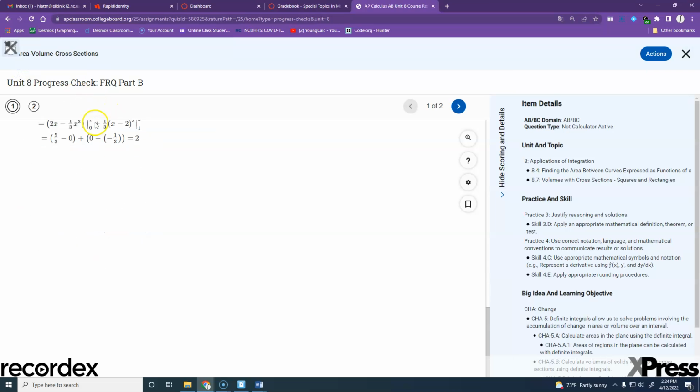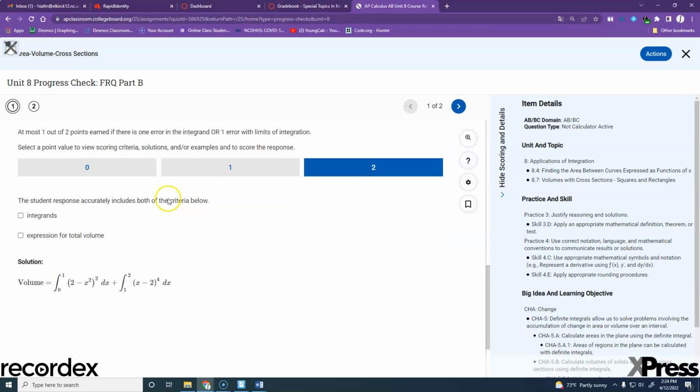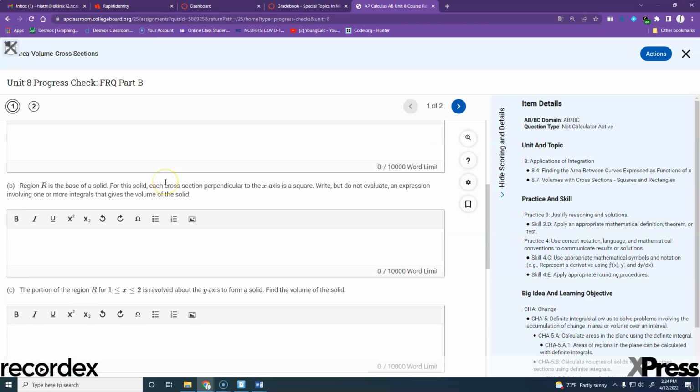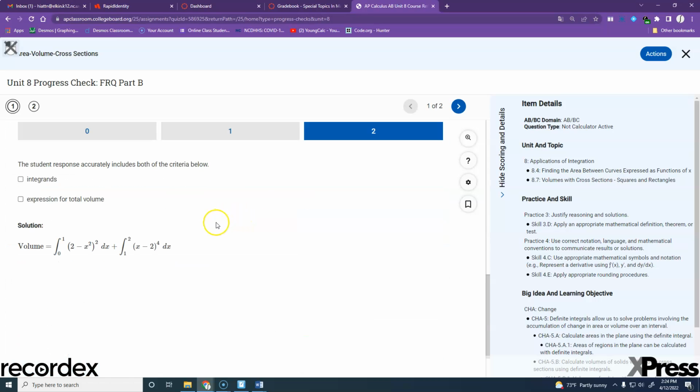Part B for this one. This one is asking for region R, cross sections perpendicular that are square. So you have to do this separately. You have to do 0 to 1 and 1 to 2 separately. If they did from 0 to 2, then don't give it to them.